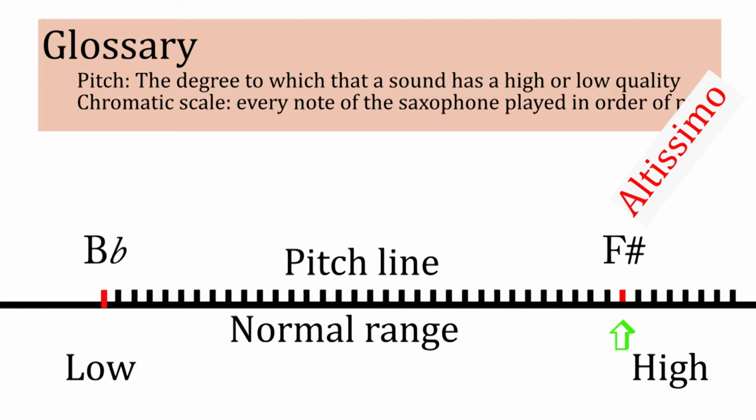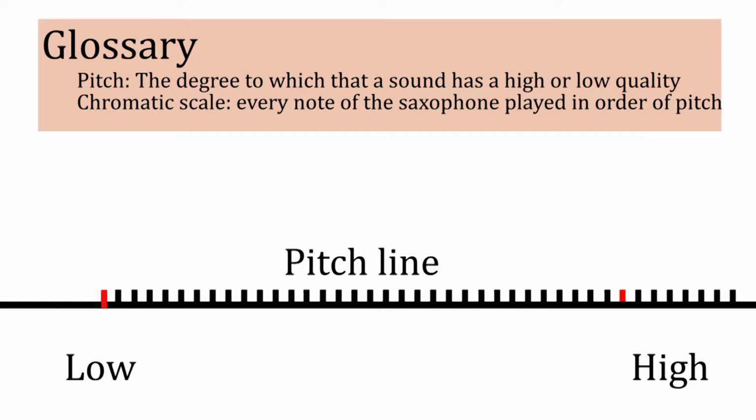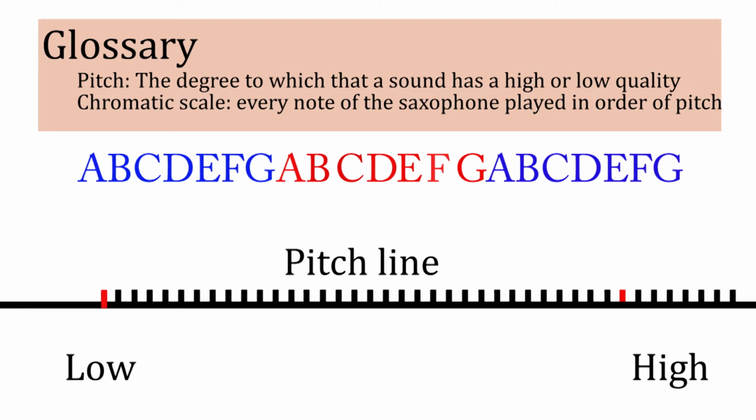We use the same form of writing music for the saxophone as we do for the piano and many other musical instruments. We only use the letters A to G to represent these notes, and we repeat them as the pitch gets higher. So notes may have the same name but are at different pitches. For example, there is a low A, mid A, high A, altissimo A, etc. Each note is different from each other by its pitch, or how high or low the sound is.